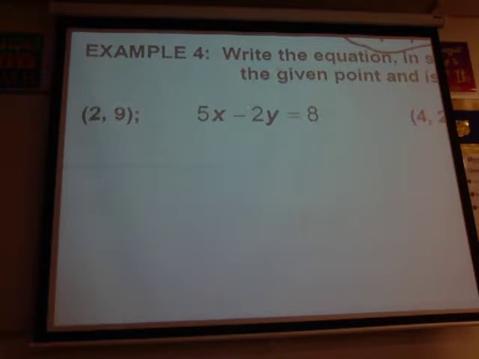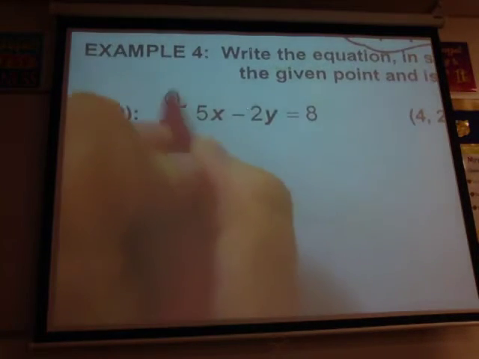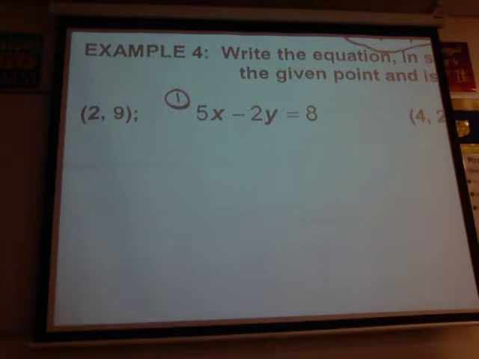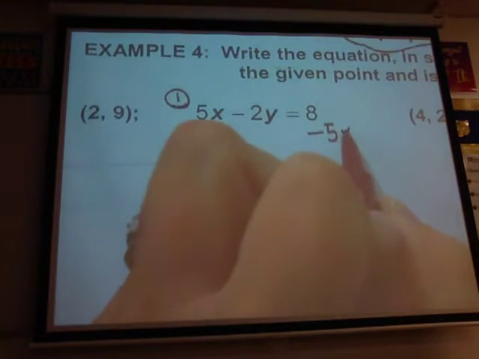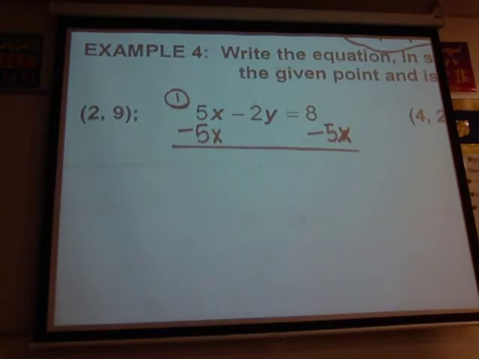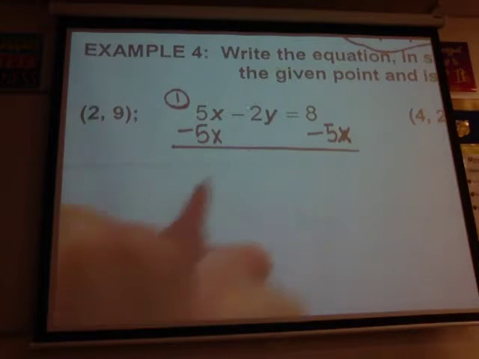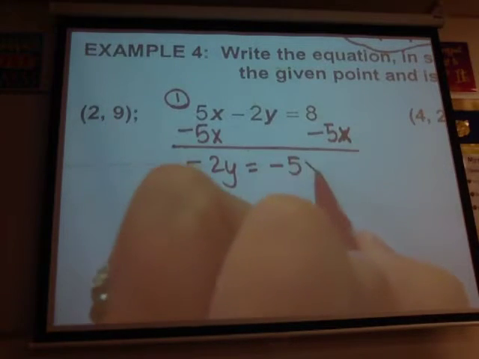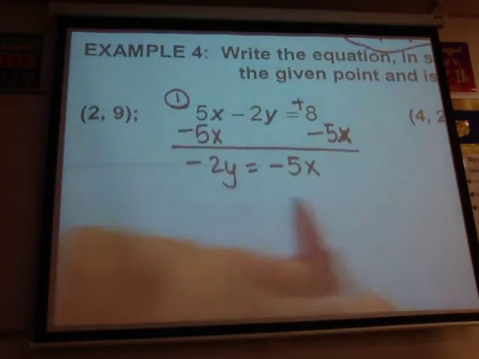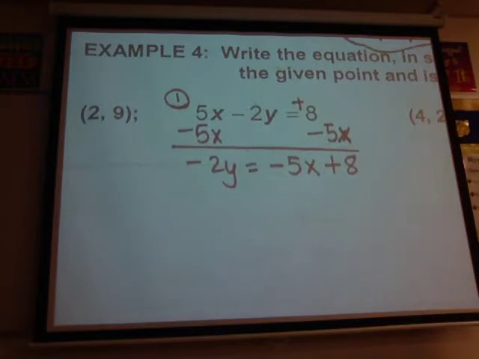Alright, so we have 5x minus 2y equals 8. Is it solved for y? No. So, what do I need to do first? Well, first, you need to add. Okay. Remember, I'm getting y by itself, so I'm going to subtract 5x. So that gives me negative 2y equals a negative 5x. And is it a positive 8 or negative? Positive 8.